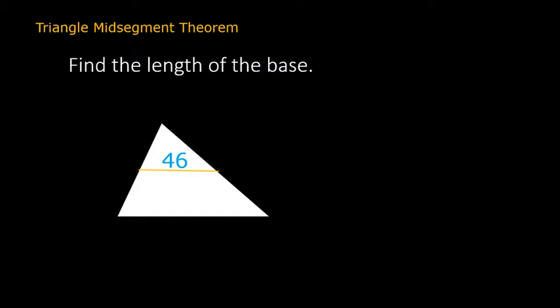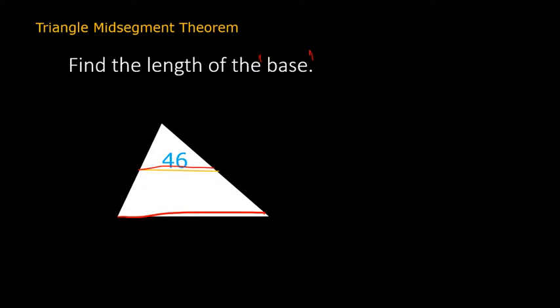Let's look at another one. So in this case, I'm given a triangle, I'm given this midsegment, and I'm told that the measure of this midsegment is 46 units. And I'm asked to find the length of the base. And when we're talking about triangles, specifically in relation to midsegments and bases, when I say base, I mean the base as related to the midsegment, okay?